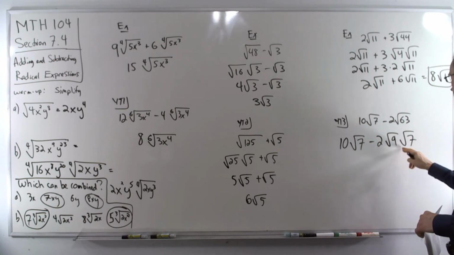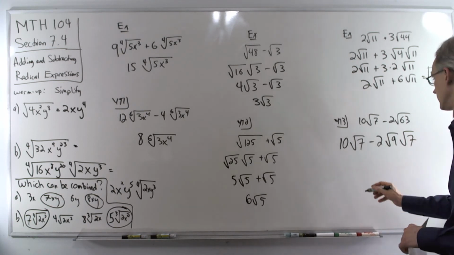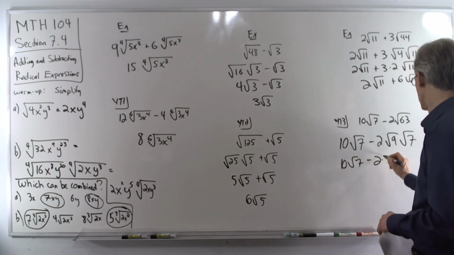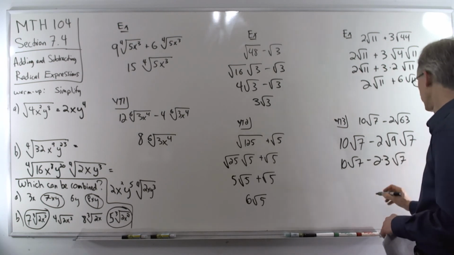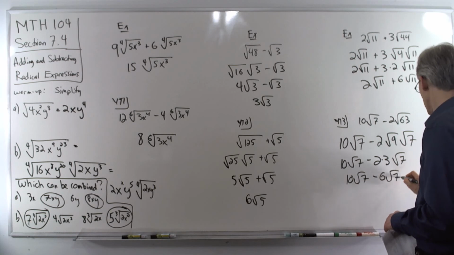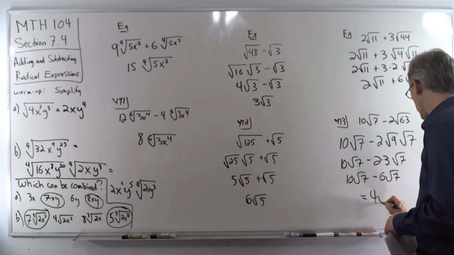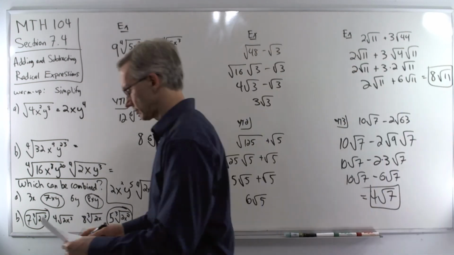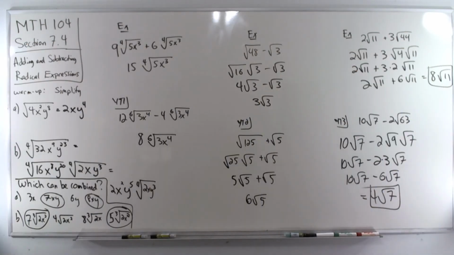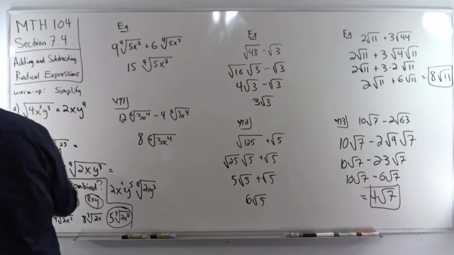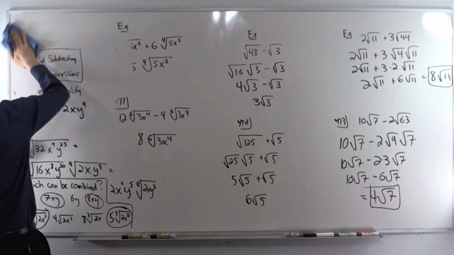63 breaks up into 9 times 7. So we got 10 square roots of 7 minus 2 times 3 square roots of 7. So that's 10 square roots of 7 minus 6 square roots of 7, which equals 4 square roots of 7. Now we're going to look at some with some variables.